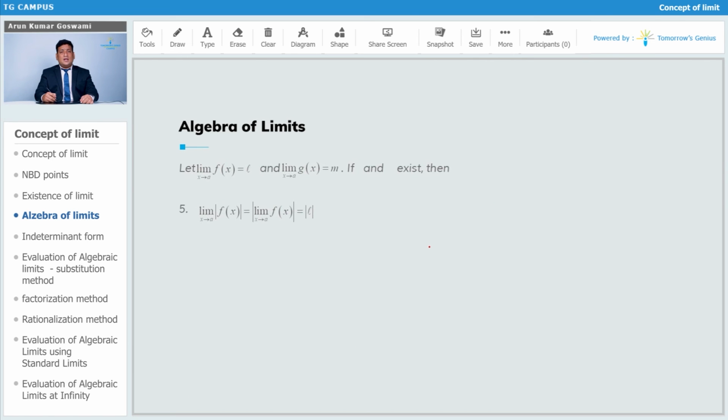Let's see the next one. We have the mod function, which will also not change our answer. So if we have some function, let's see sin x. Limit x tends to pi by 2 of mod of sin x. We can write this as mod of the limit. We can take the limit inside the mod and it will not change my answer.